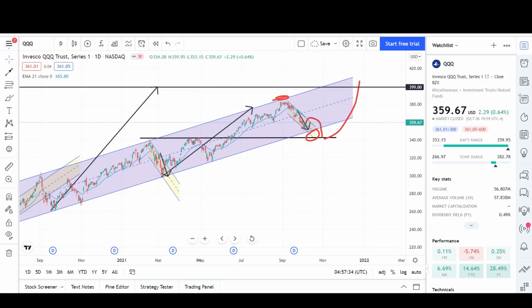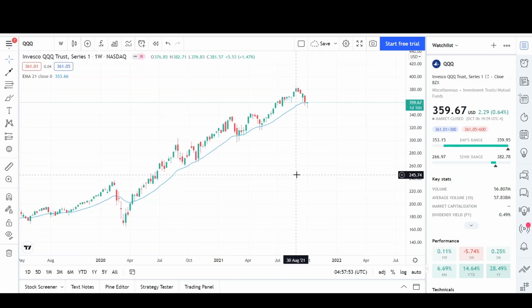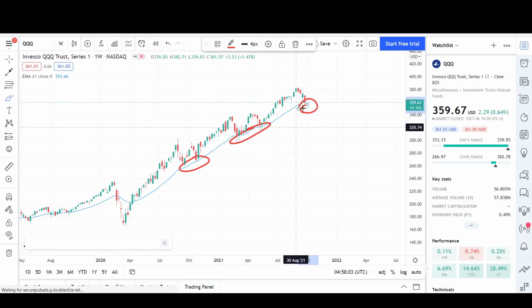So let's go ahead and take a look at the weekly chart. There's not much to say on the weekly chart. Every time we come up to the EMA, we get some bounces, as you can see here, and this one is no different. Right now we are potentially going to do the same thing. We just gotta wait and see how this week closes.